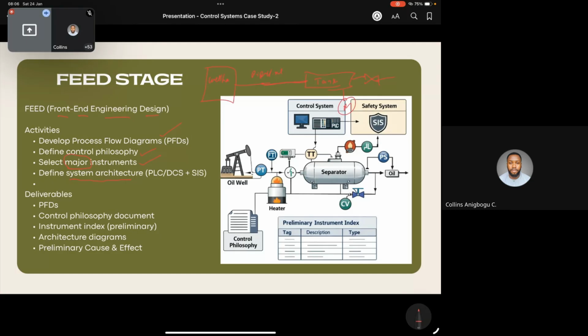Right. So you do all of that, and you have all these deliverables. You have your PFDs, your process flow diagrams. You have your control philosophy documents. You have your preliminary instrument index. You have your architecture diagrams. You have your preliminary cause and effect, right? All of these documents help you to develop the proper control systems, right?